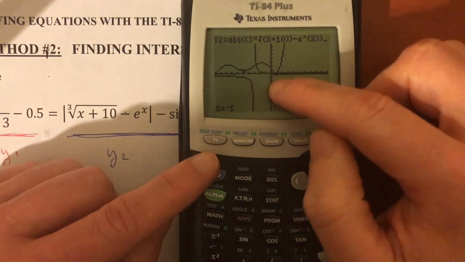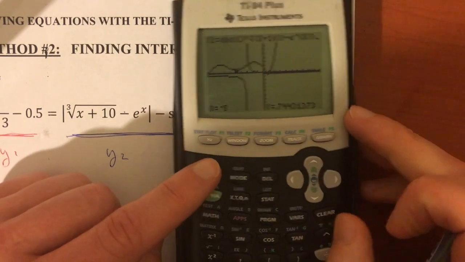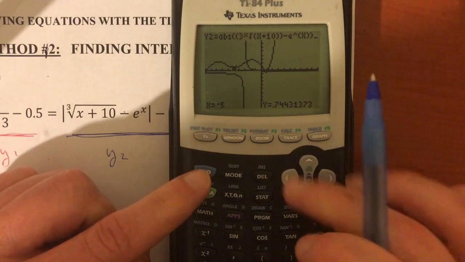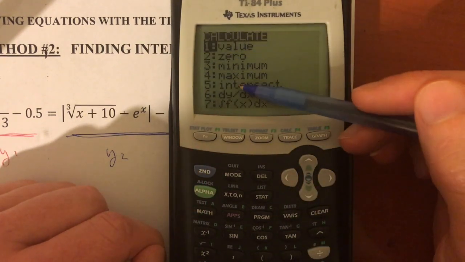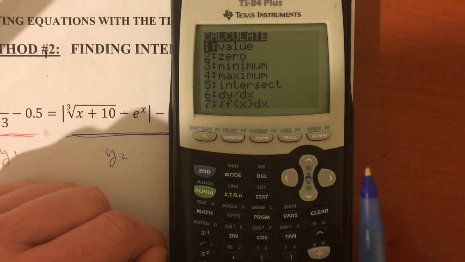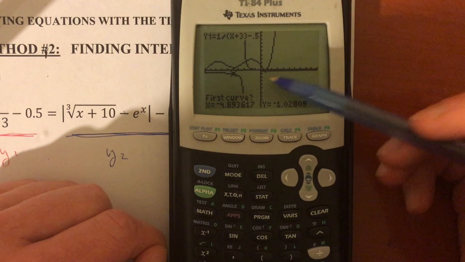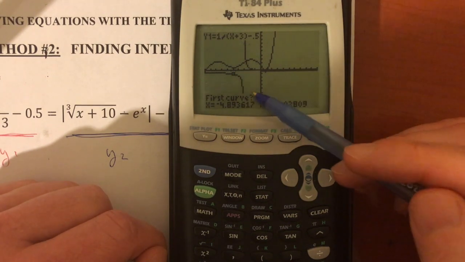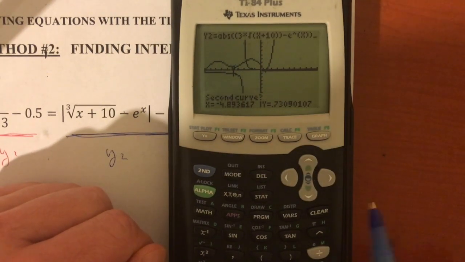So a couple things here. One, let's go get this one right here. This is easy to see. They intersect, so we're going to calculate an intersection, not a zero this time. So it's the same menu, second trace, calculate menu, and that's item 5, intersect. Now, this will always go to the closest intersection to wherever your trace is. We're right there, so I imagine it's going to go to there. First curve is this one, so you just hit enter. Second curve is this one, hit enter.